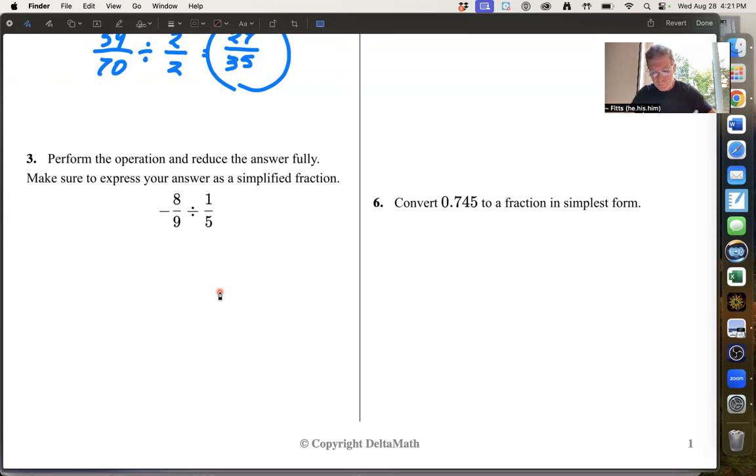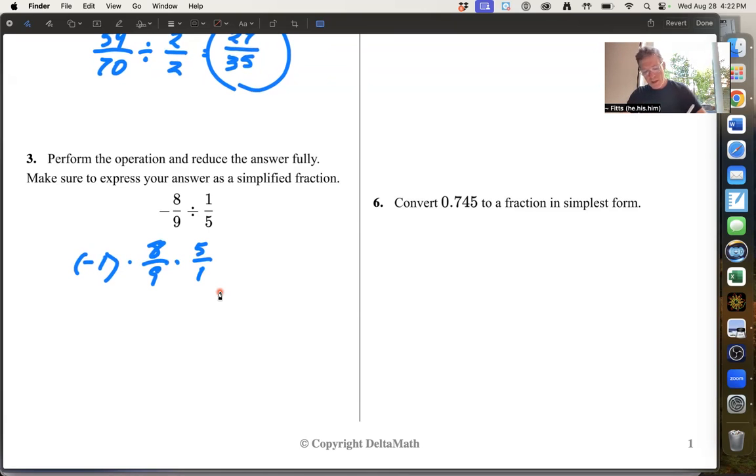So how we can think about that is -8/9, and again, a negative divided by a positive is going to be a negative. So this is going to be just like -1 times 8/9 divided by 1/5. And so when you divide by a fraction, what you do is you take the reciprocal, you flip it, and multiply.